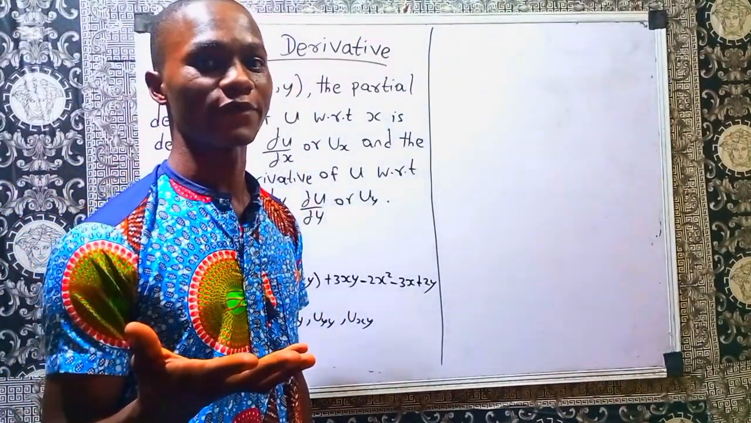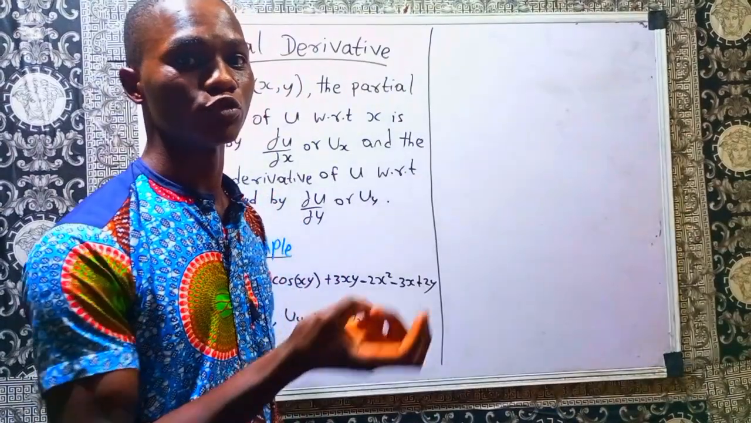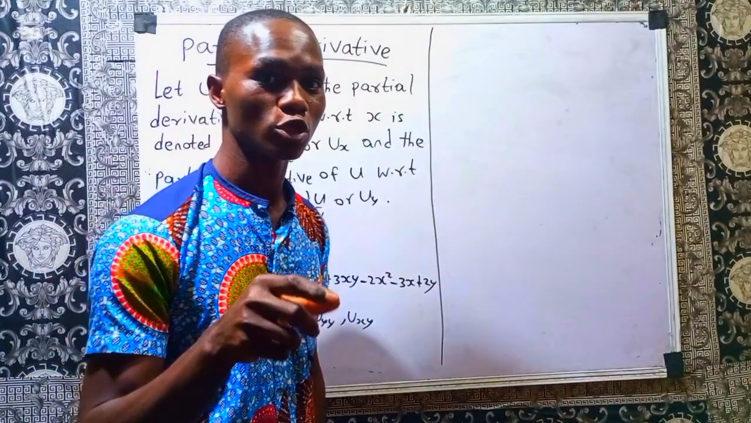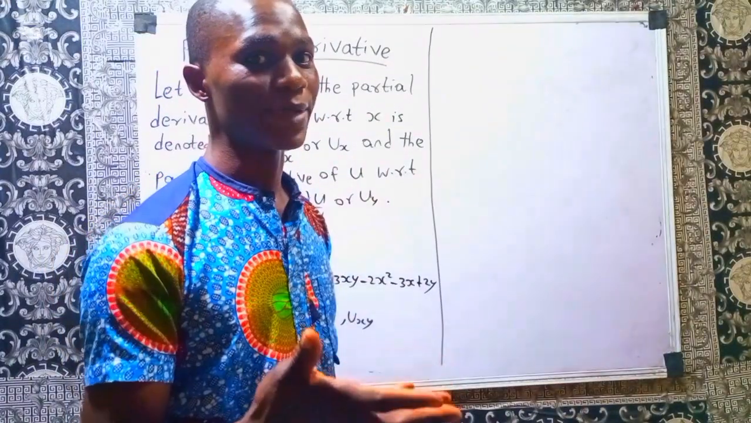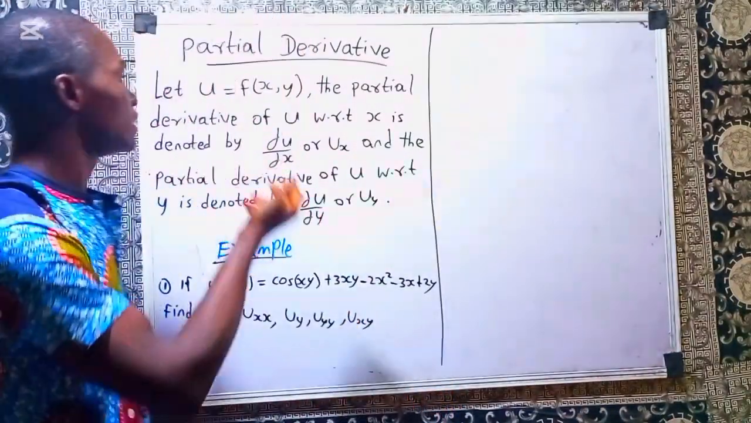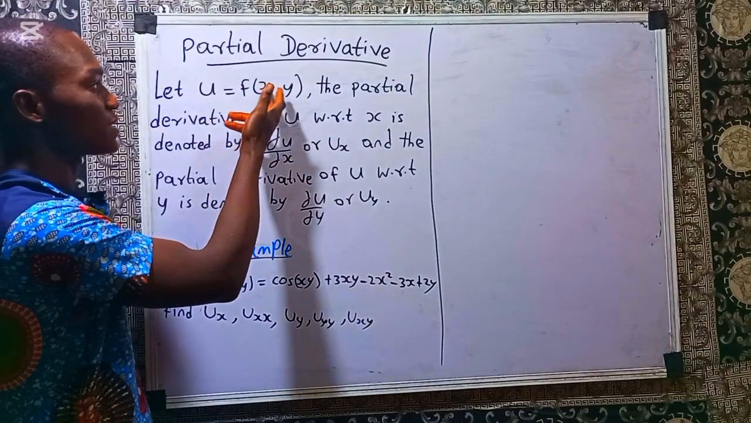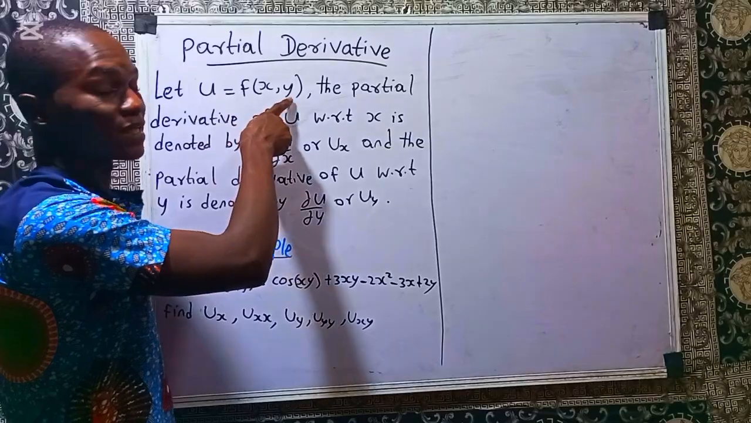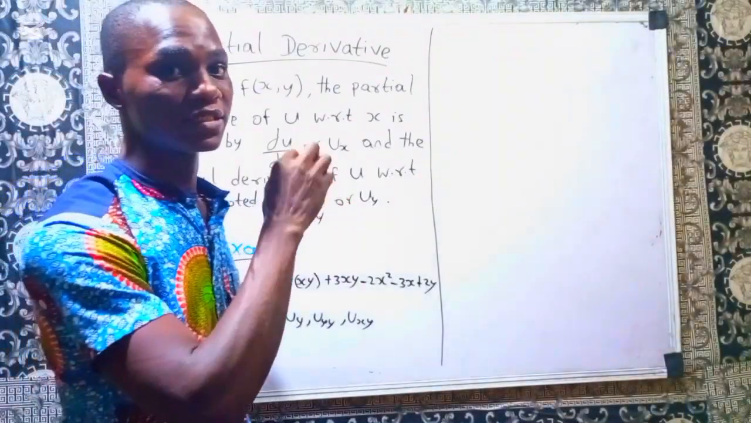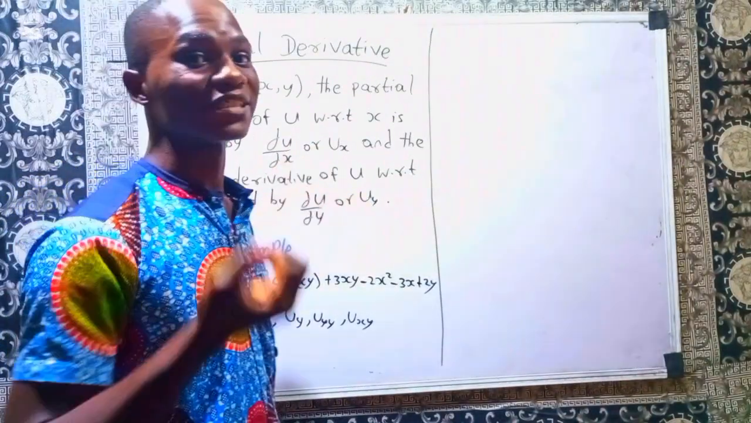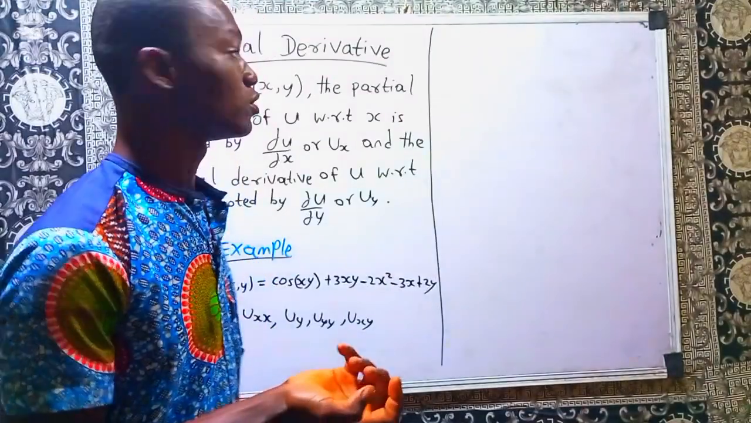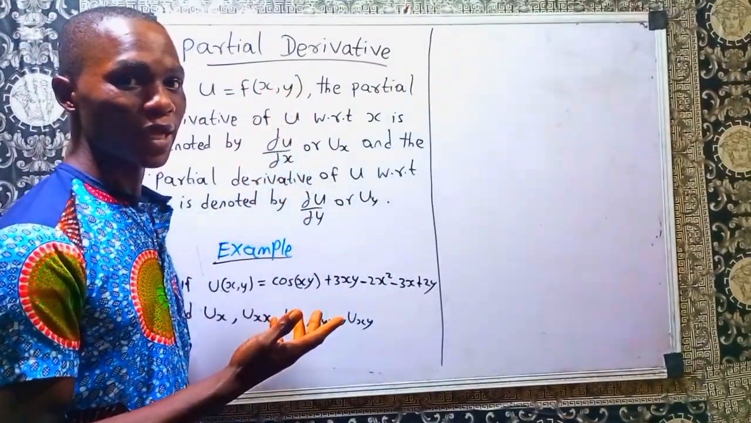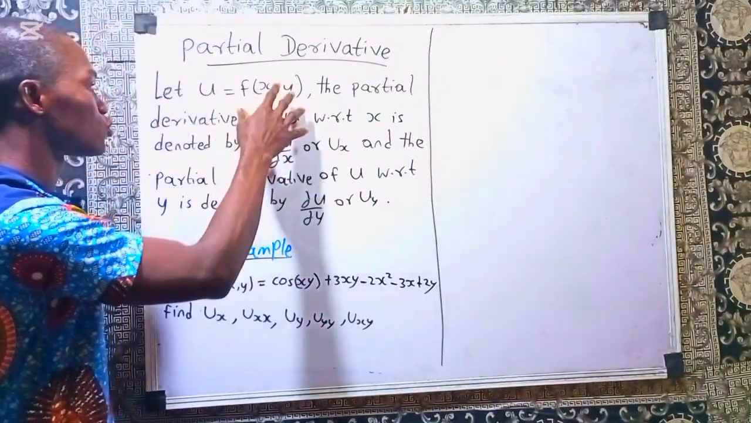So you have to specify which variable you are differentiating u with respect to, because we normally differentiate a function with respect to the independent variable. Now the independent variable here is x and y, because u is a function of both x and y. So if I want to differentiate this function, I have to differentiate it with respect to either x or y, right? Because u depends on two variables.